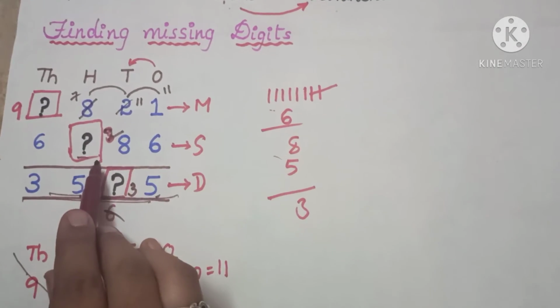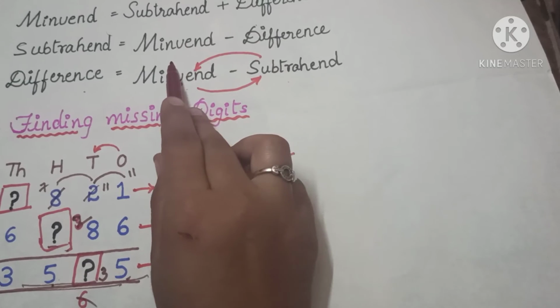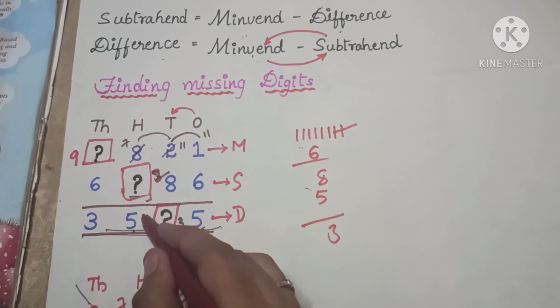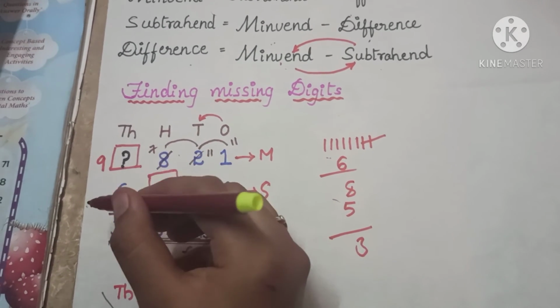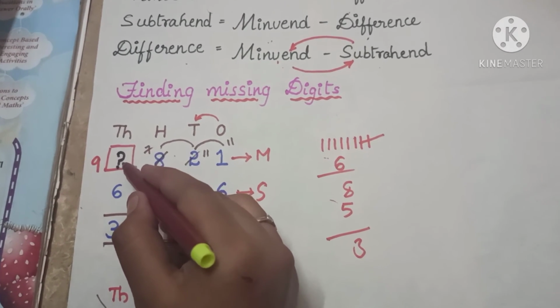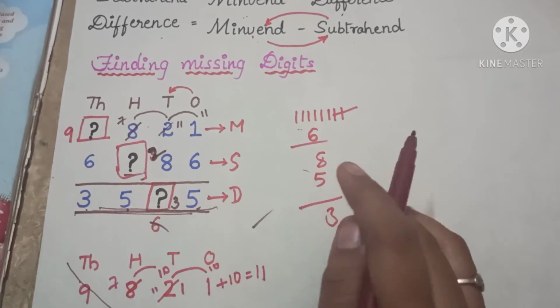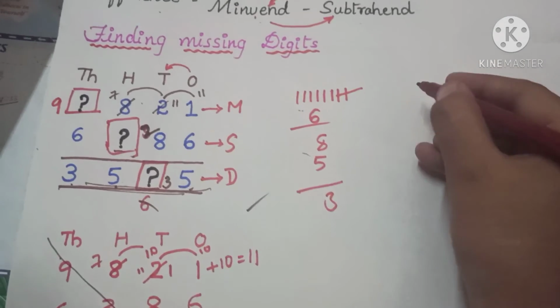As it is the subtrahend, we should just differentiate minuend and difference. That is minuend and difference. We get the value of 2. Next, 9 minus 6 is equal to 3. It is correct. Now, I'll just write it here once again for you.